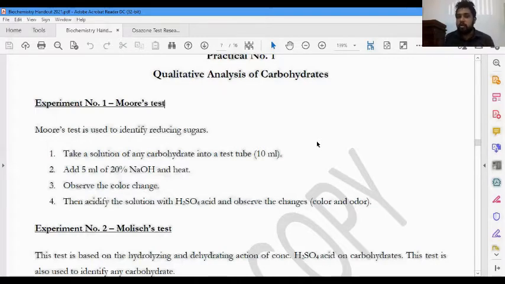So using this Moore's test, it is not a good test to distinguish reducing sugars. Okay, did you get my point?